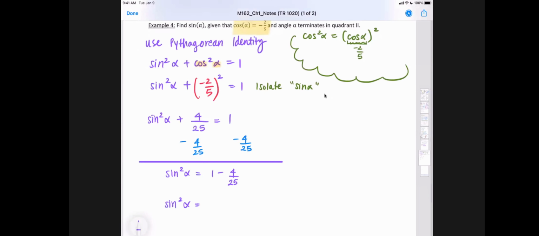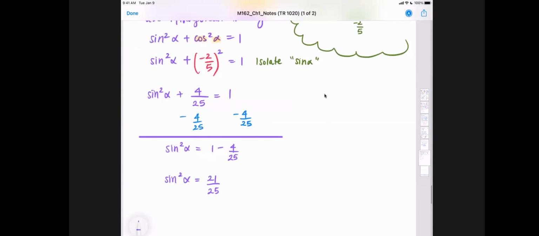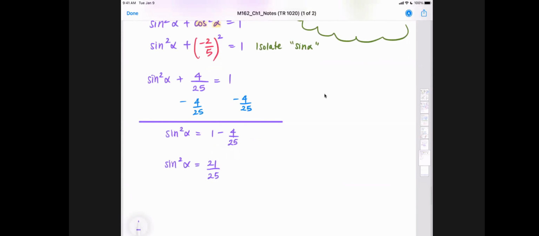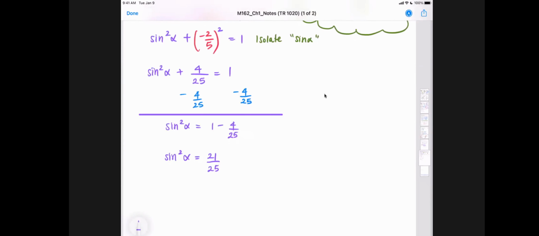And so 1 minus 4/25 is 21/25, right? Get the common denominator, 25/25, and then subtract out the 4/25. Okay, so we have to get the sine by itself. So we've got to get rid of that square, that exponent. To undo that exponent, we have to take the square root. So sine of alpha is equal to plus or minus the square root of 21/25.